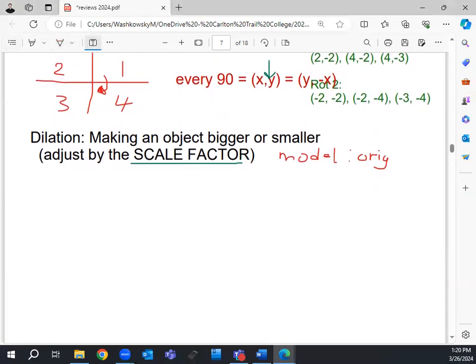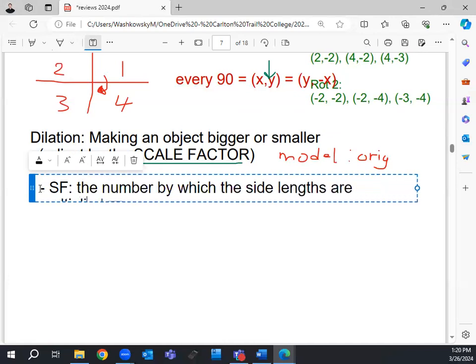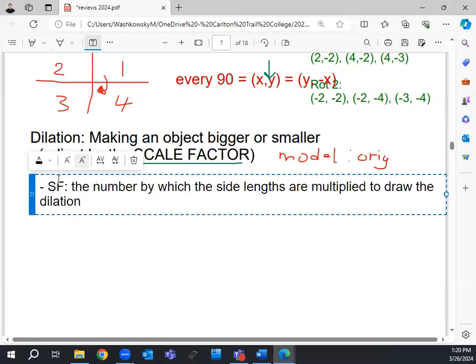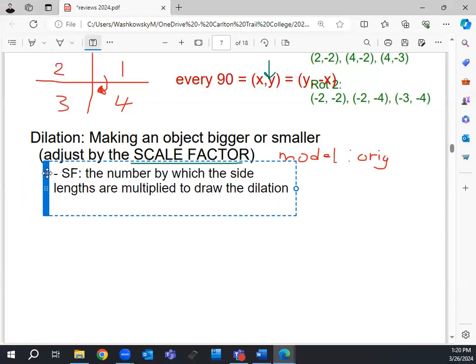So what the heck is a scale factor? If you remember, a scale factor, I'm going to put SF for short. A scale factor is the number by which the side lengths are multiplied to draw the dilation. And again, I will break down what that means in a second, if you're not sure. So let's break this down.